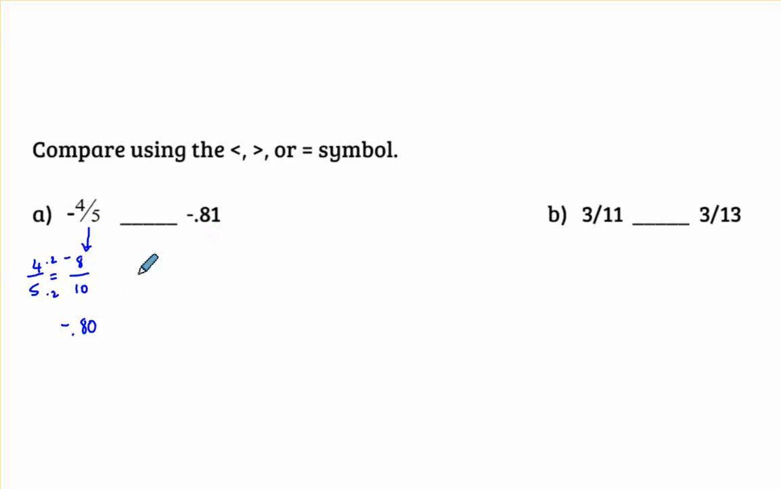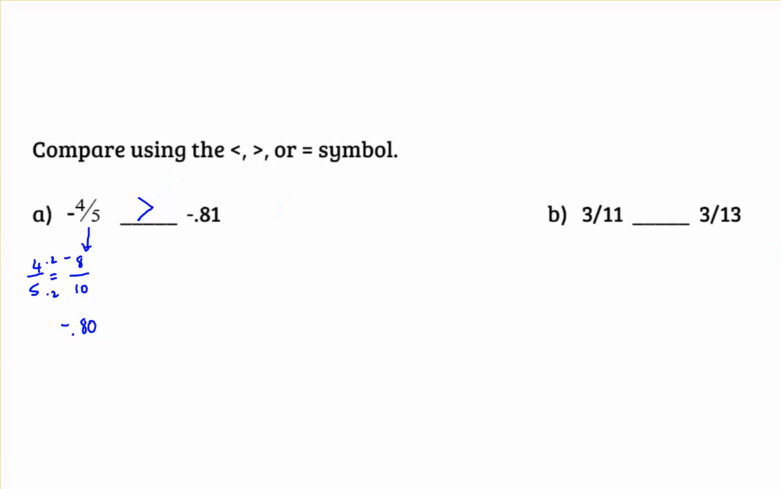You know, if these were both positive, 80 is smaller than 81 hundredths. But since they're both negative, it's exactly the opposite. So 80 is actually going to be bigger than 81 in terms of being negative hundredths.